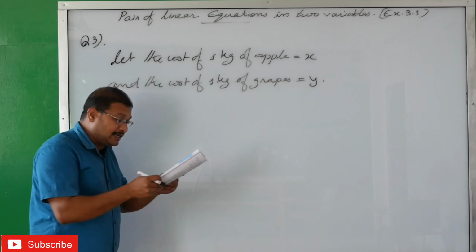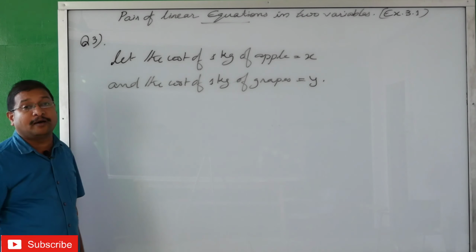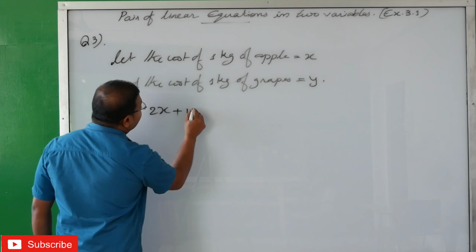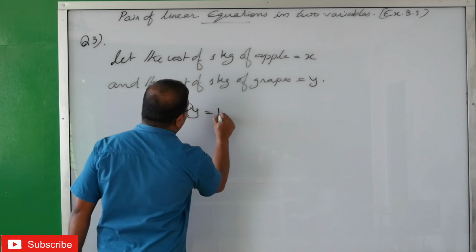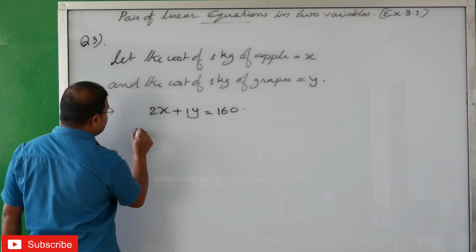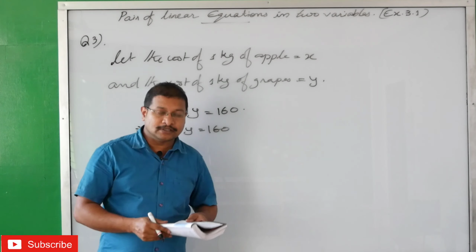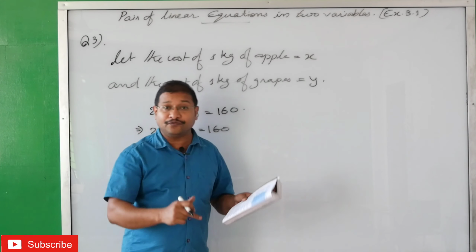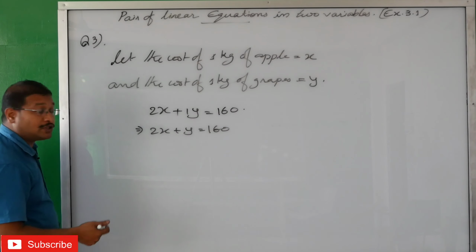Ready? Now see the condition. The condition is 2 kilograms of apples and 1 kilogram of grapes. That means 2 into x plus 1 into y equals how much is given? 160. Rupees 160. Ready? Then this implies 2x plus y equals 160. See, after that, what is given? After a month, the cost of 4 kilograms of apple and 2 kilograms of grape.